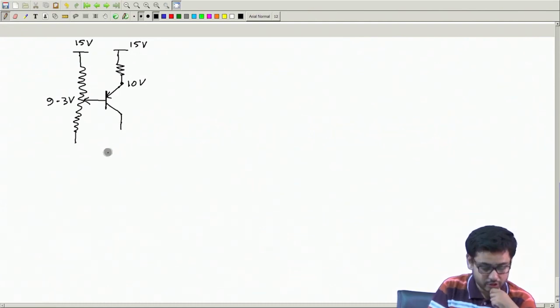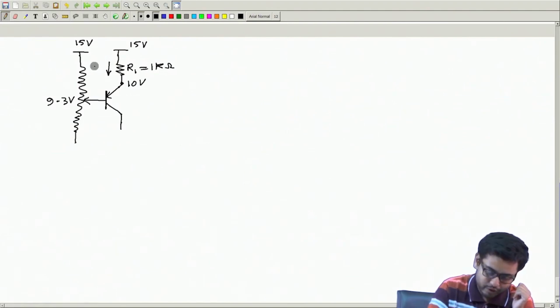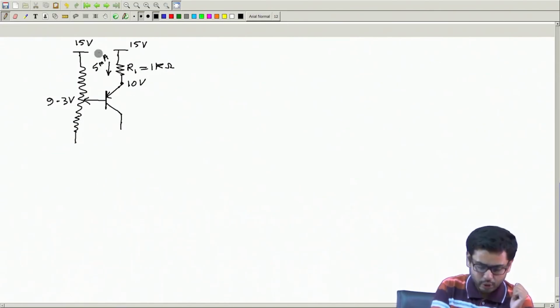And this R1, so if I take R1 equal to 1 kilo ohm, then how much will this current be? This is 5 volt divided by 1 kilo ohm, so this will be 5 milliampere constant. Now this 5 milliampere current I will take to a capacitor.